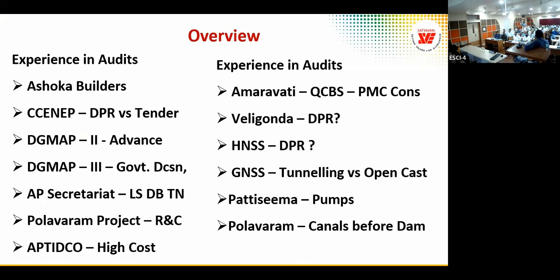So a bad intent, either from the government agency or from the implementing agency, can lead to this kind of example. Next is AP Secretariat. We are the consultant there. We made the DPR for 300 crores. But the politicians feel that if they announce 300 crores for 6 lakh square feet, that means 5,000 rupees per square feet, people think it is too high.